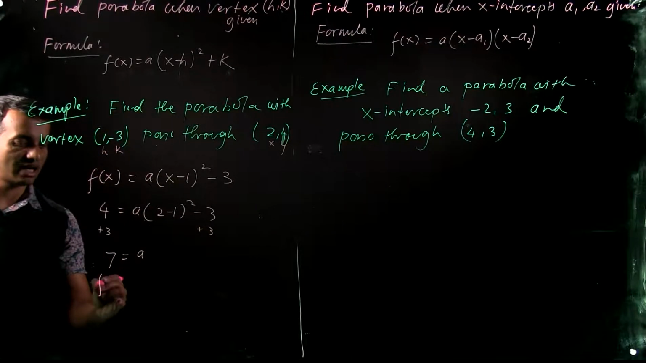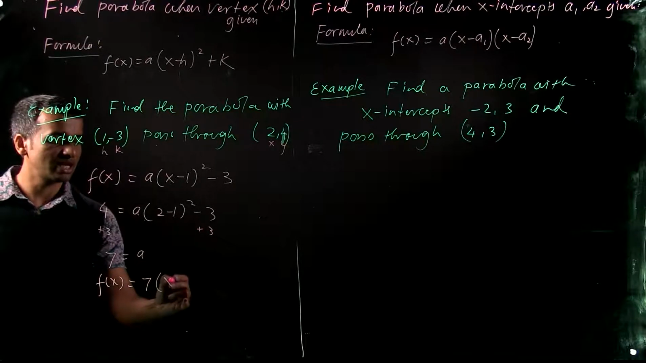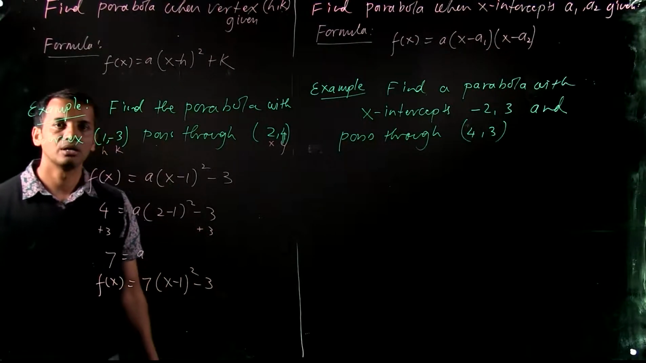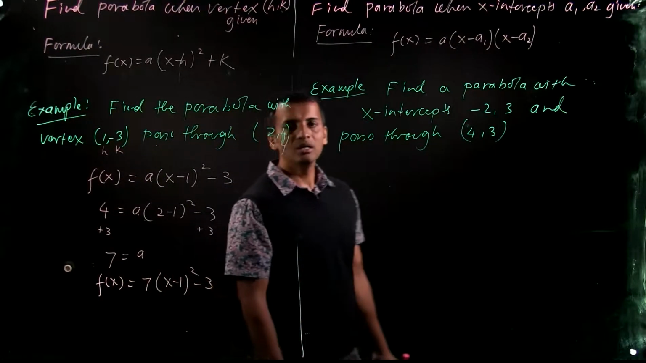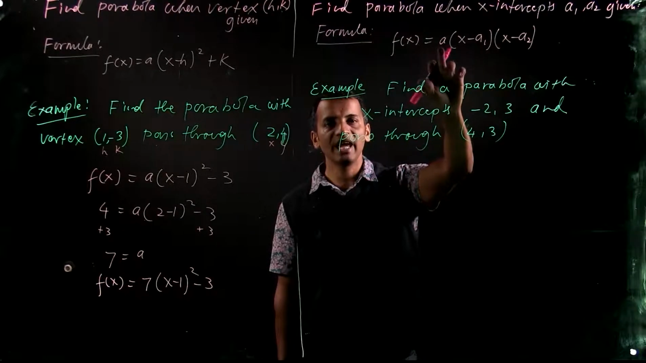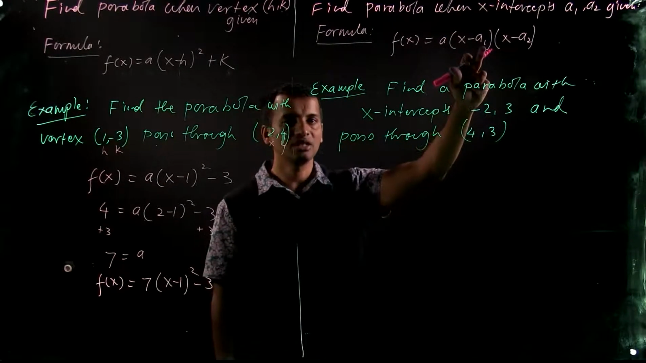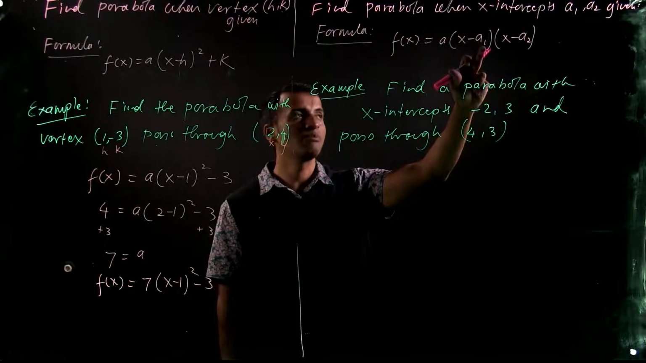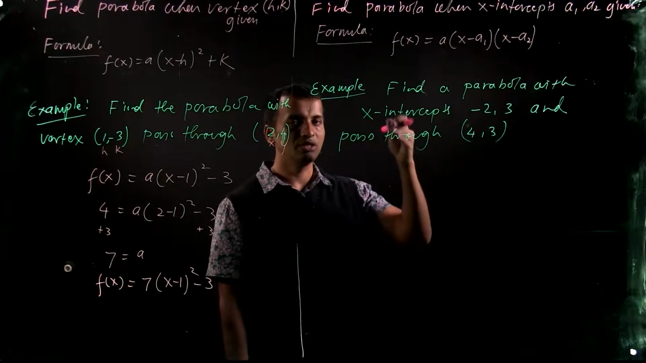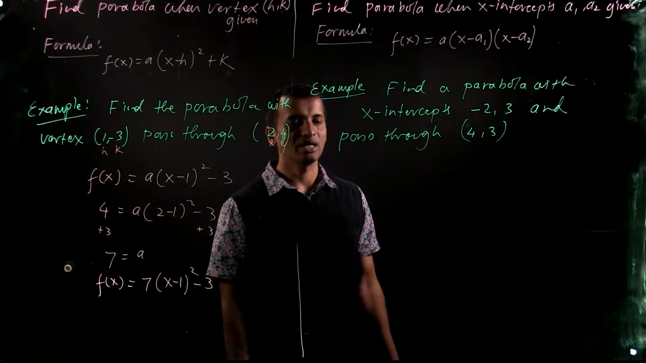So what is the parabola then? f of x will be a is 7 times (x minus 1) squared minus 3. That's the parabola. Okay. The second example is when the x-intercepts are given, then the formula is a, a constant, we'll find that out, times (x minus the first x-intercept) times (x minus the second x-intercept), meaning that you will just pick the values of x where it crosses or touches the x-axis.